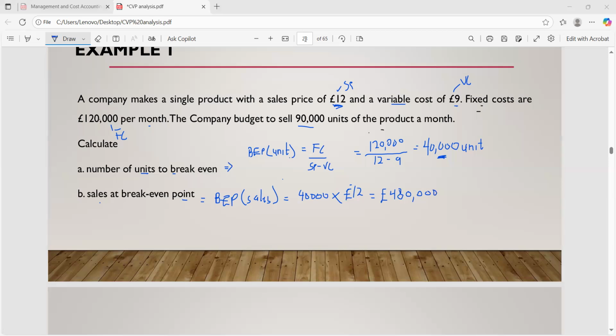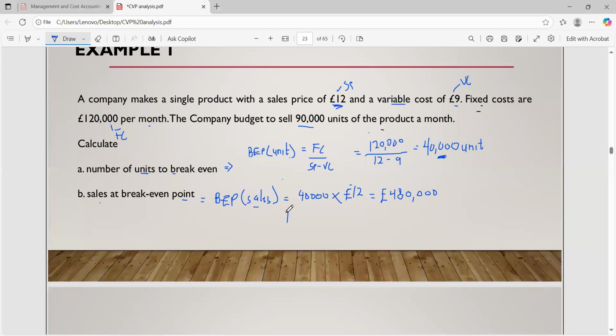Please, if you have a question, try and ask a question. Don't let us move on, because the more we go, the tougher it becomes. Someone says it is pounds. Thank you. From hence, I'll say pounds. So 480,000 pounds. What I basically mean is that someone can repeat the formula: fixed cost over selling price minus variable cost, or multiply by selling price. Fixed cost over contribution gives us the 40,000, multiplied by the selling price of 12 pounds, which gives us the 480,000.